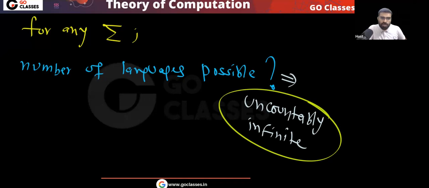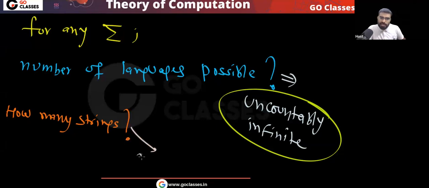And how many strings can you create? Tell me how many strings you can create. That will be countably infinite. Is this clear? Please tell me. So I hope you understood this.